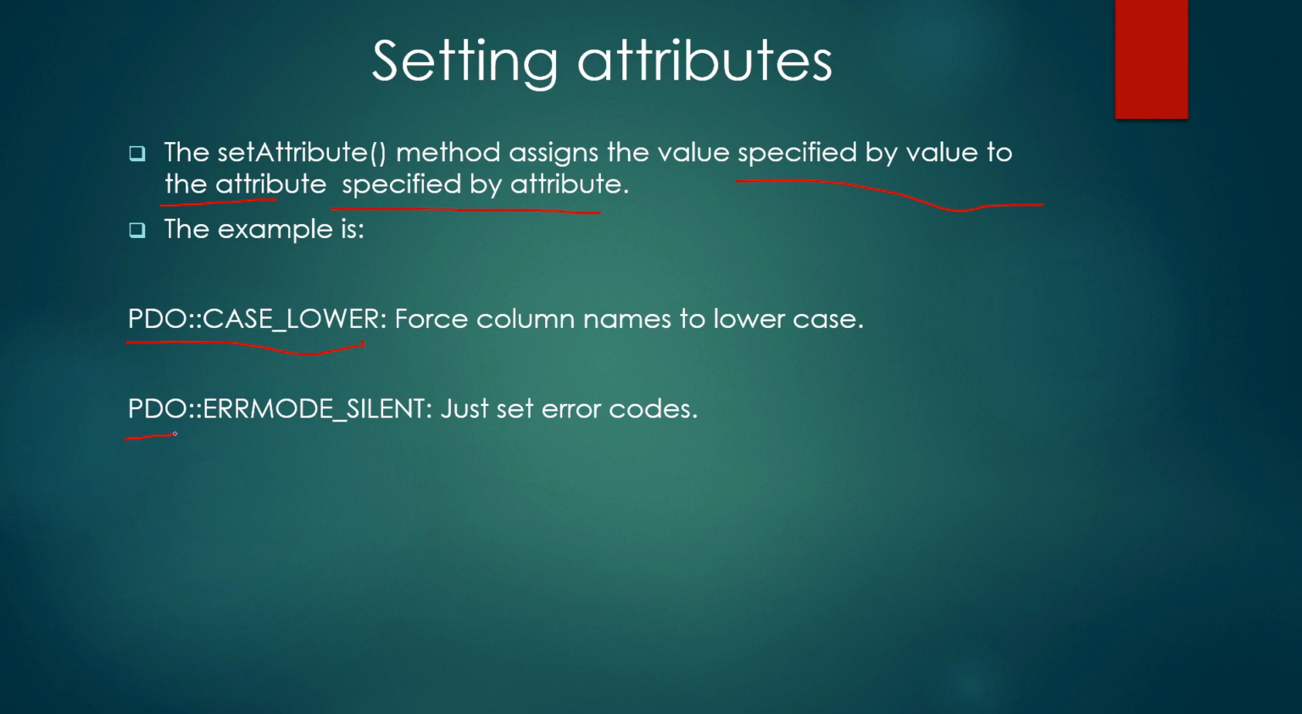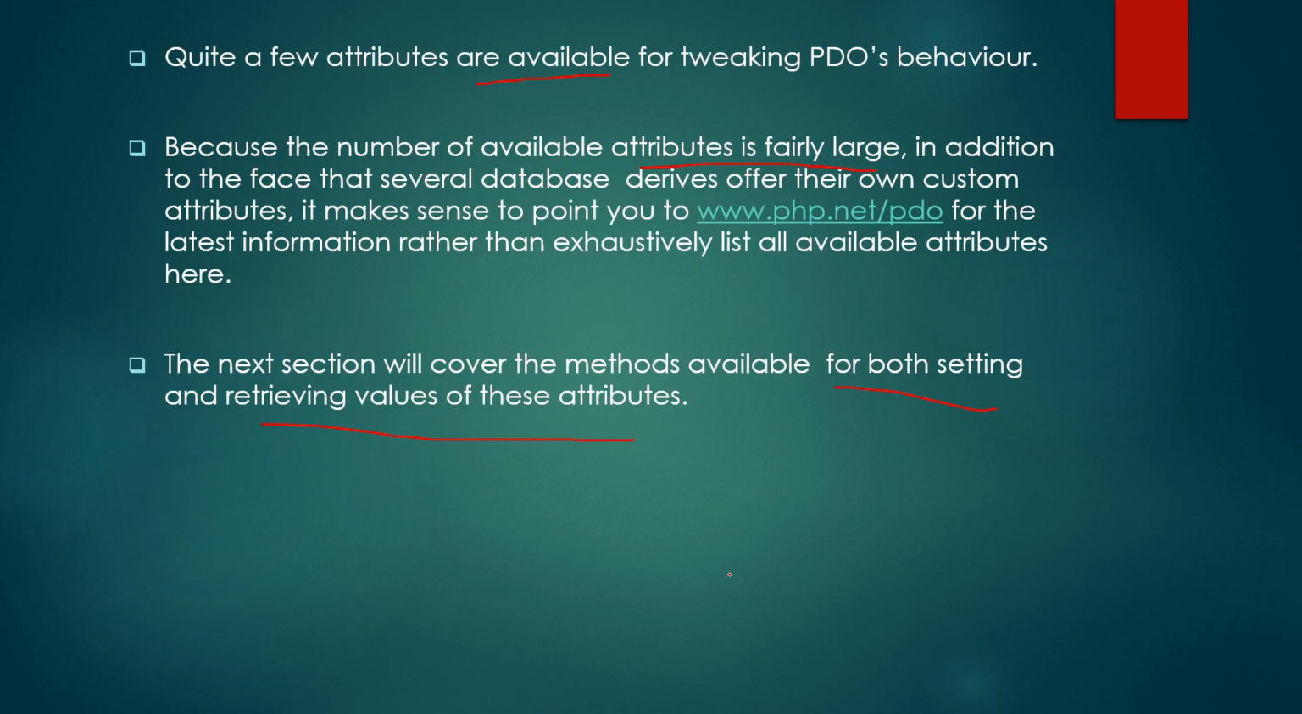Then we have PDO error mode underscore silent. This is another attribute. What it does is it sets the error codes. Every error has a code, and through this code, we can figure out what the error is. Likewise, we have tons of more attributes, so it is not possible for me to cover each and every attribute. That's why I gave you the link. Here you can find all the attributes and their descriptions. So I will show you how this works.